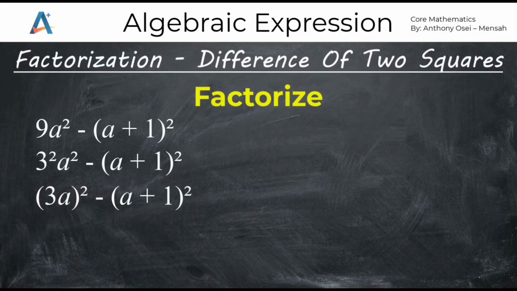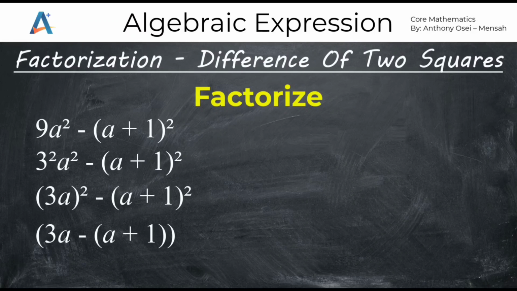So I'm going to open two brackets. Still the same method I use in finalizing factorization by difference of two squares. So in the final stage, I'll take the first square, which is 3a. Then I will subtract it from the second square. Remember, the second square is a plus 1 in the bracket. So it becomes a plus 1 in the bracket.